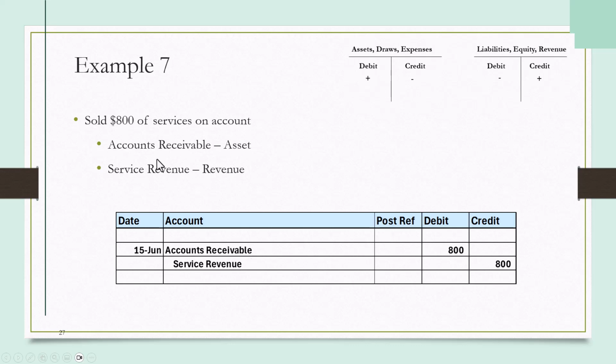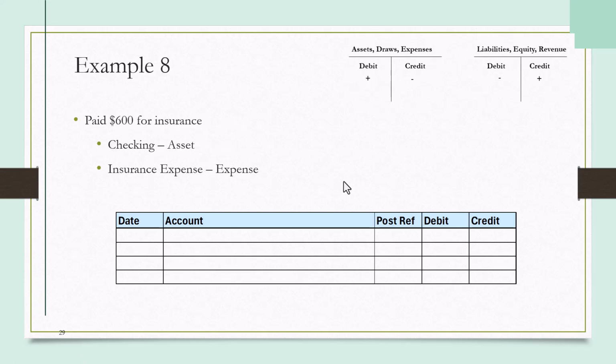So this is what the entry would look like. We're debiting to add to accounts receivable. We're adding to the receivables of the business. And we're crediting service revenue because they earned revenue. And anytime you add to revenue, you would do a credit. And then you could put account numbers and an explanation in there as well. Okay, let's go to the next one.